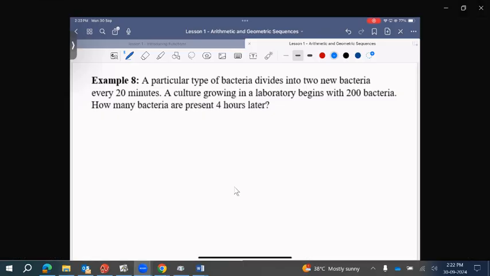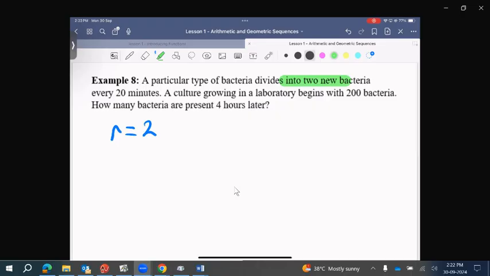Let's have a look at this one. So a particular type of bacteria divides into 2 new bacteria every 20 minutes. What is our value of R here? Our value of R is going to be 2. Why? We get 2 new ones every 20 minutes.